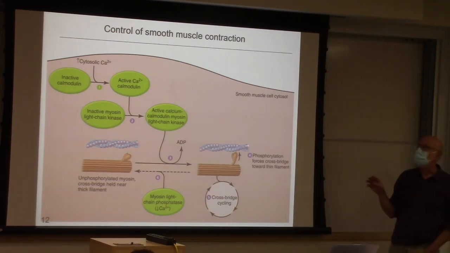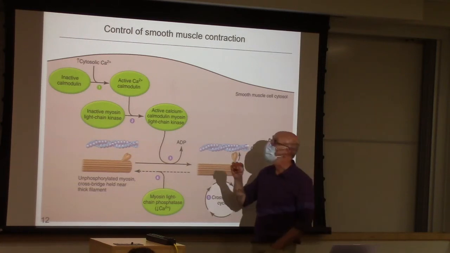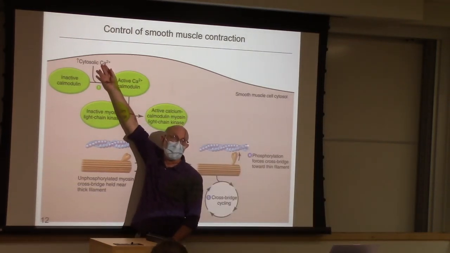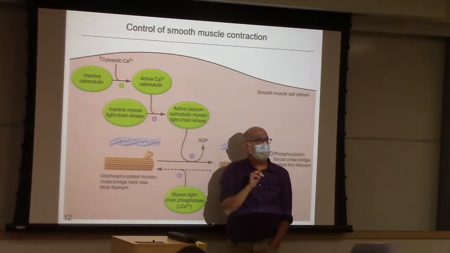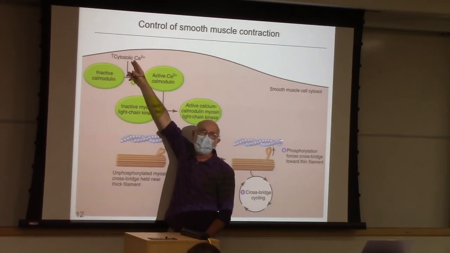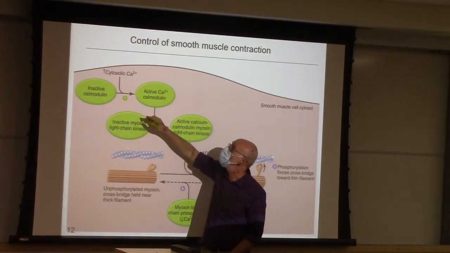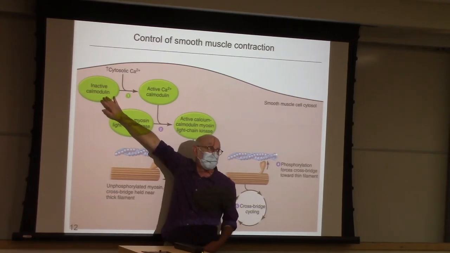So smooth muscle contraction, so we're getting into smooth muscle contraction. It starts with cytoplasmic calcium, just like striated muscle. But I was wrong when I said troponin. The calcium in smooth muscle does not bind to troponin. It binds to another protein called calmodulin.